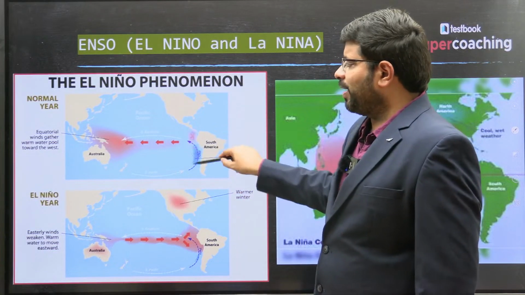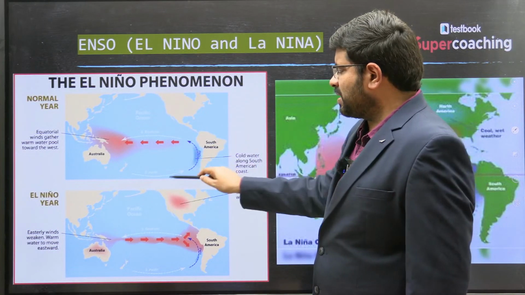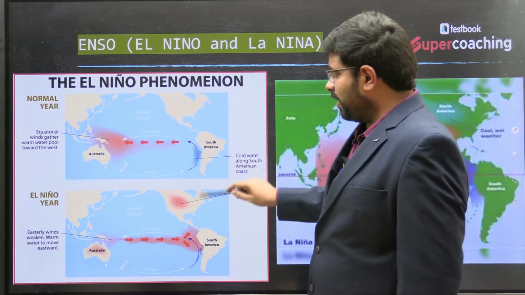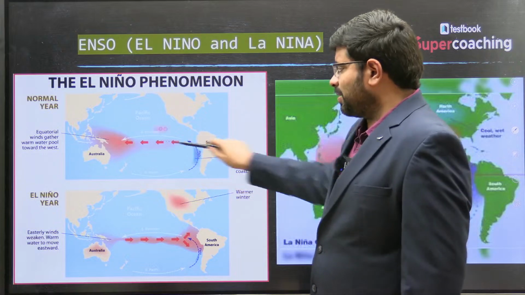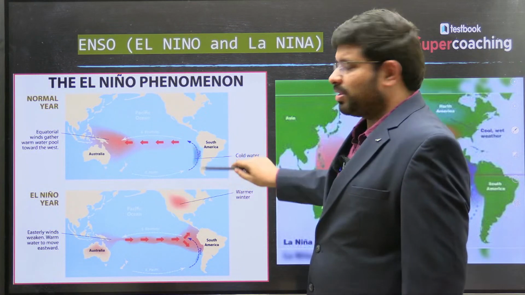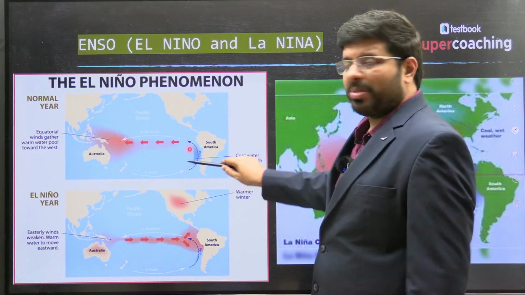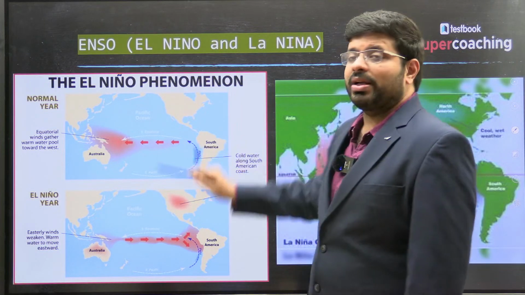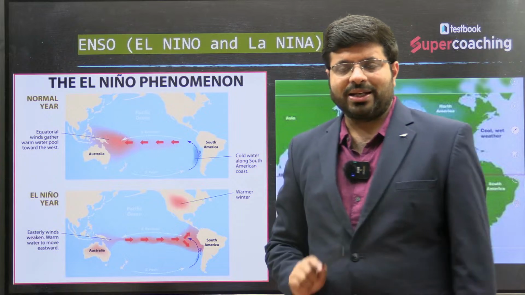Normally, you will find cold waters because you can see oceanic current coming from the southern parts of the continent. That is here in the southern hemisphere. This is the southern part, so this is the higher latitude, so temperatures would be much lesser. So water is moving from higher latitude to lower latitude, indicating cold water. That is what is normal.